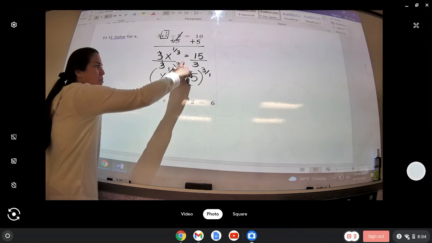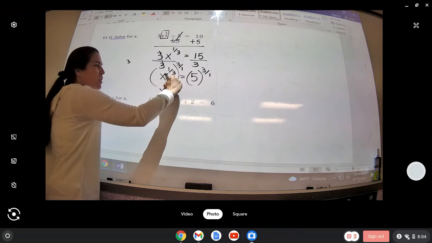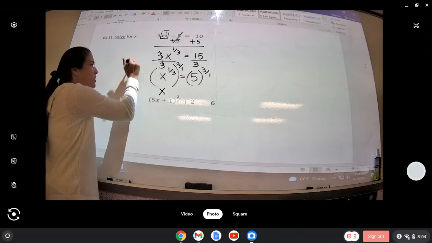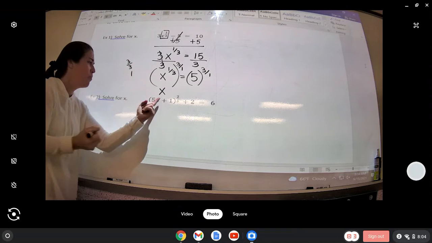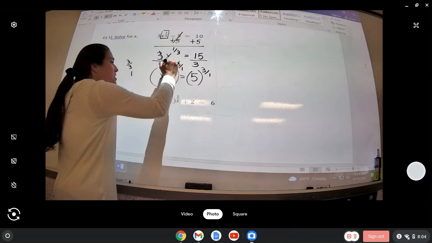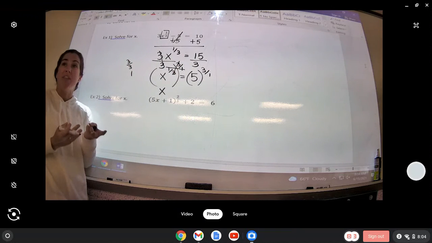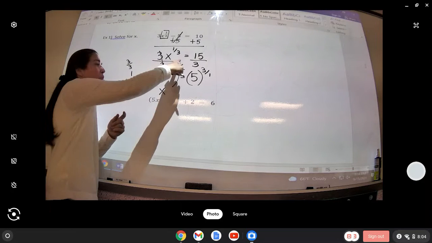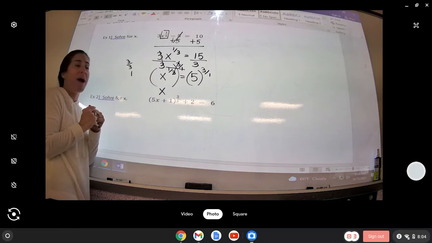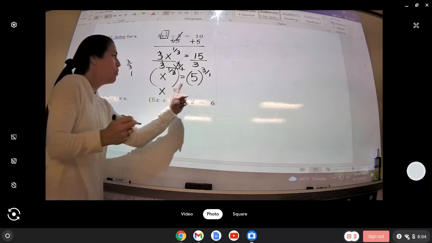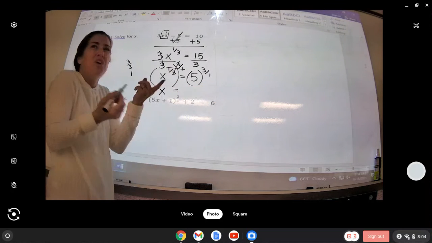Guys, that's going to be 1 times 3 on top is 3. That's going to be 3 times 1 on bottom. It's 3. 3 divided by 3 is 1, which is just x. So these cancel and they go away. That's why we're using the reciprocal. The reciprocal will always cancel that power out. And then it will equal, well, guys, 5 to the 3/1.